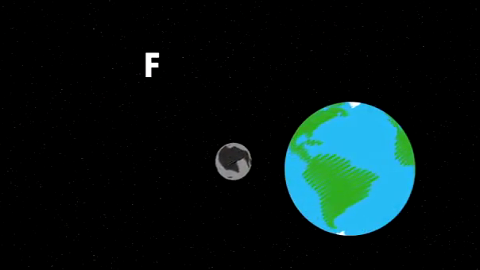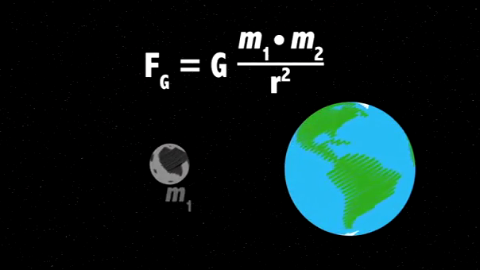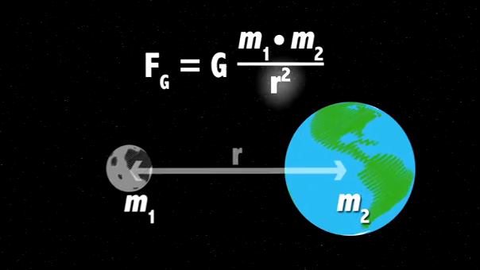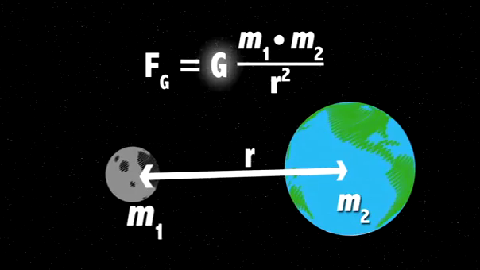The gravitational force between two objects is proportional to the product of the masses of the two objects divided by the square of the distance between the objects, multiplied by a constant called Newton's constant.